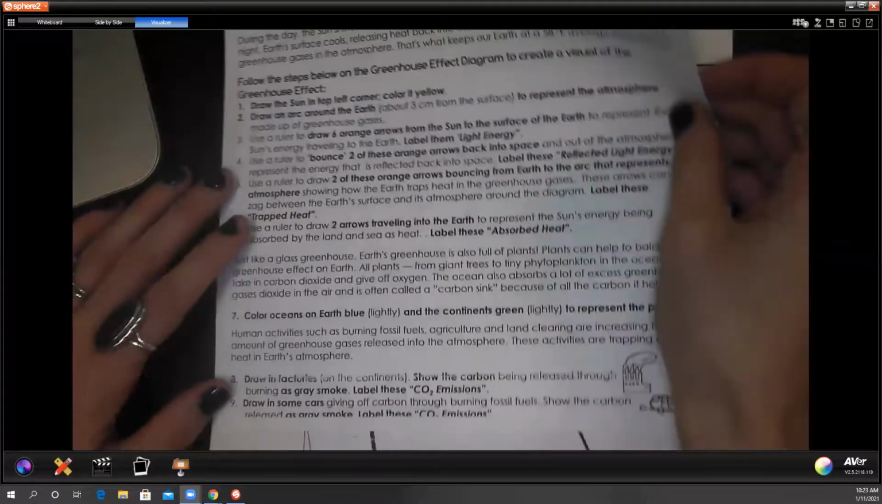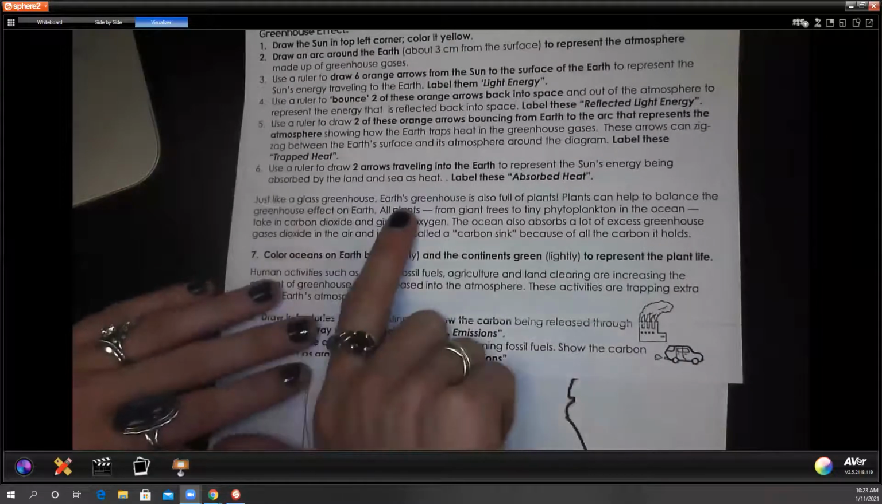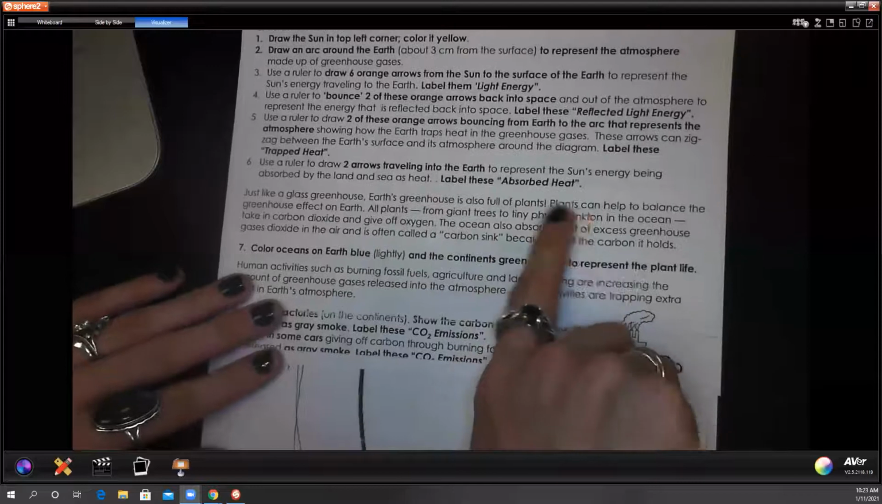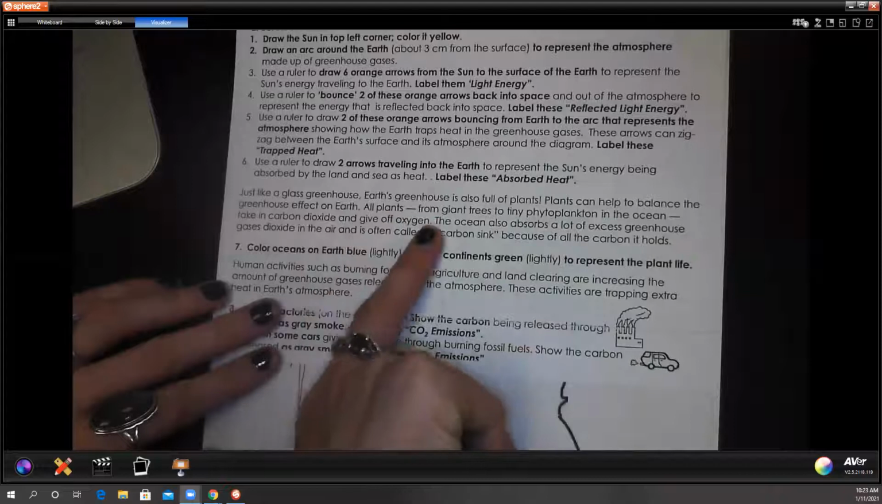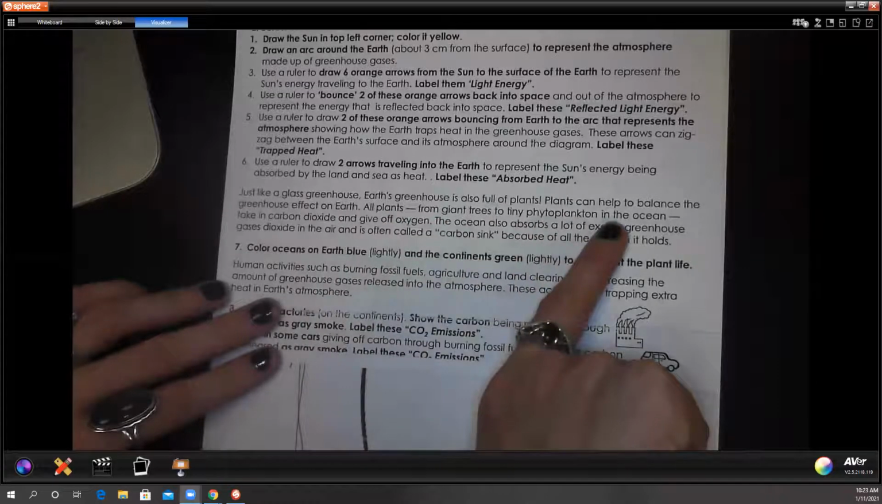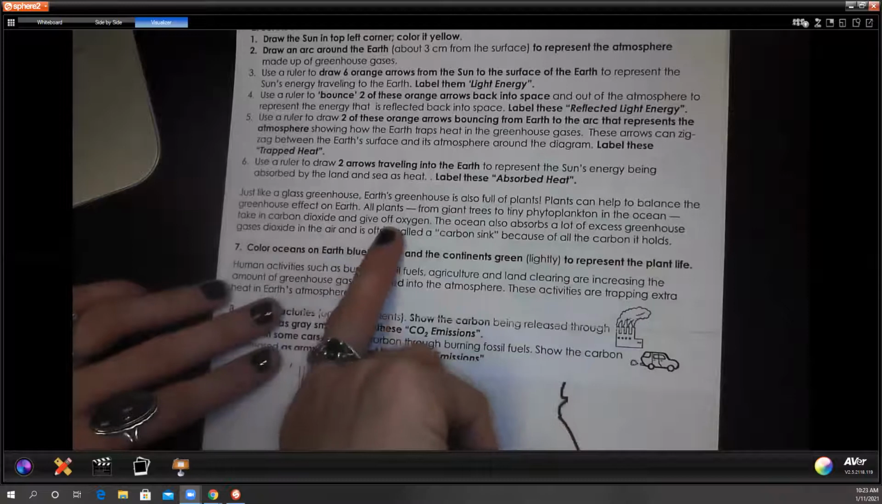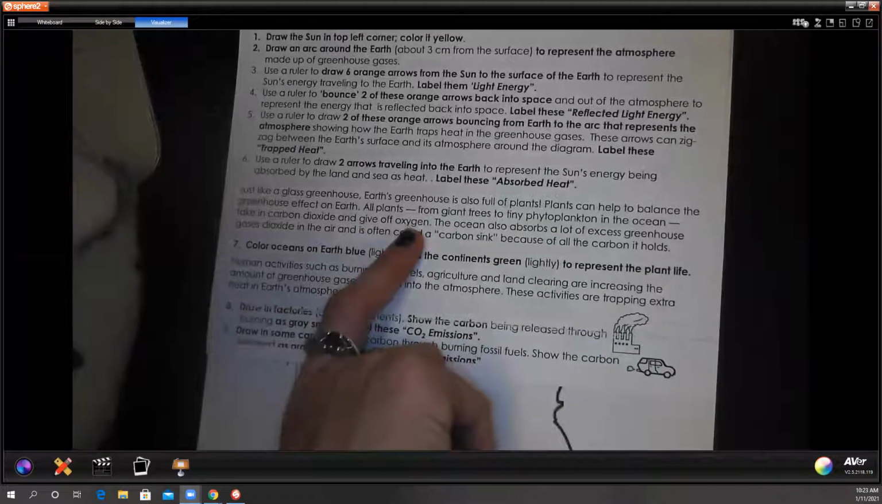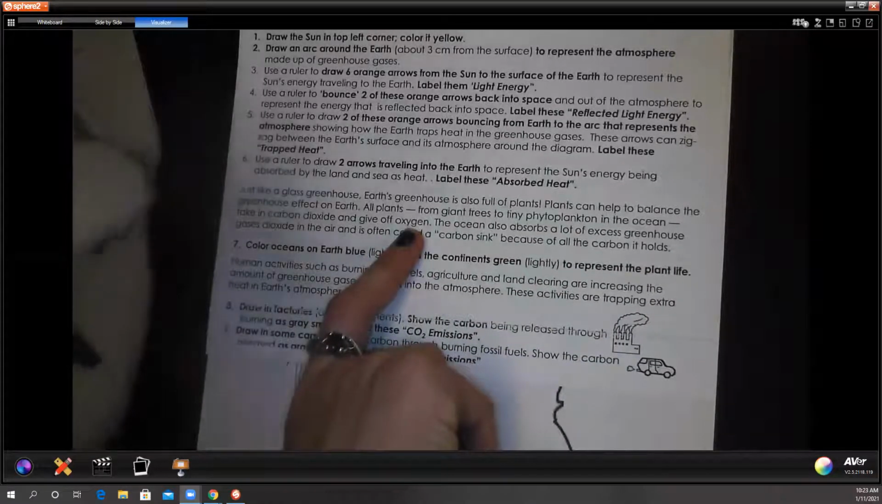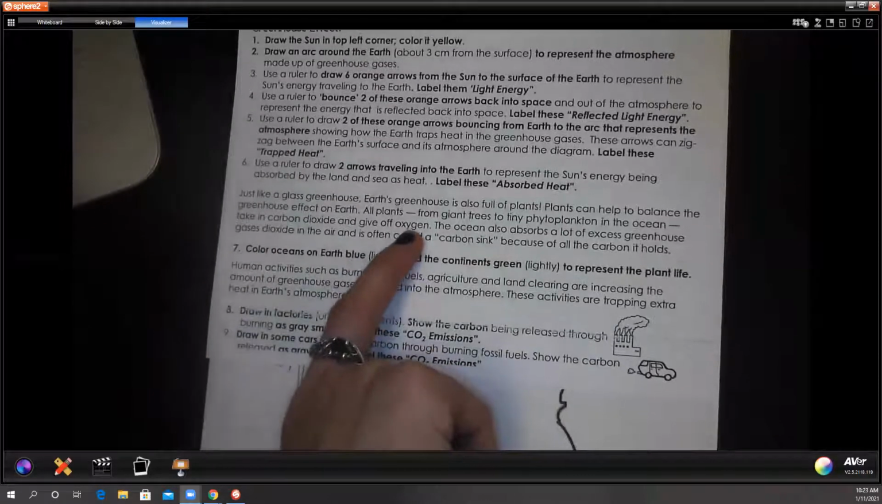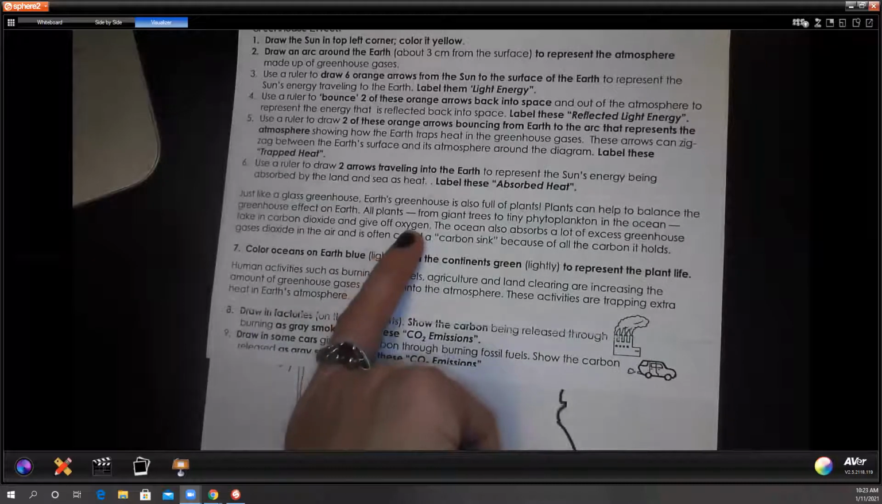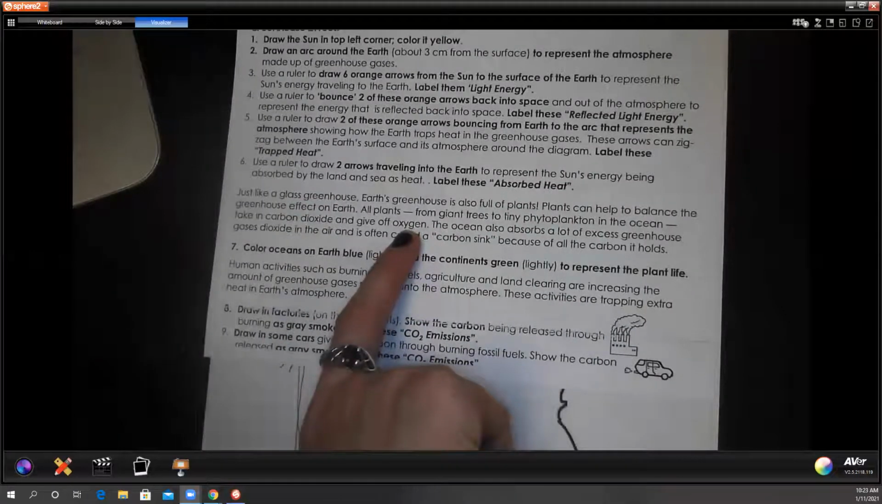All right. Just like a glass greenhouse, Earth's greenhouse is also full of plants. Plants can help to balance the greenhouse effect on Earth. All plants, from giant trees to tiny phytoplankton in the ocean, take in carbon dioxide and give off oxygen. Actually, we get most of the oxygen that we need from phytoplankton in the oceans. Phytoplankton, thank you. Photo means light. I mean phytoplankton, in the ocean, which I think is pretty cool.